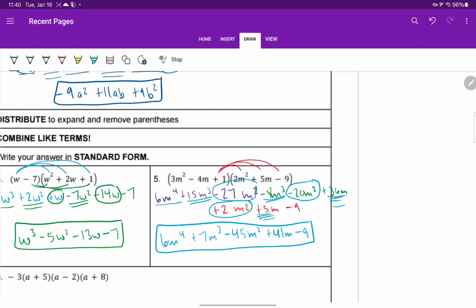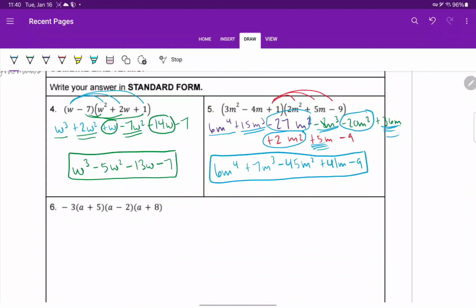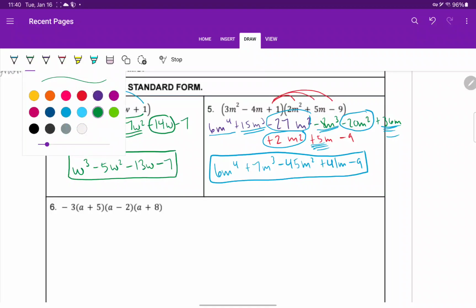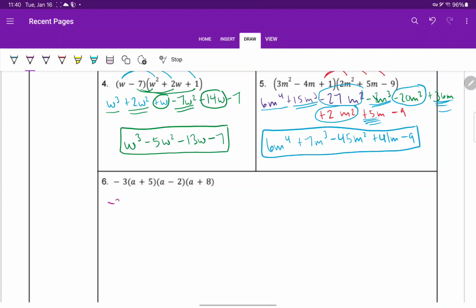All right, down to the last problem, I believe. So this one we're just going to multiply. Now, typically, you can distribute that negative 3 if you'd like. You would just distribute it once to the term right next to it. I usually wait till the very end to distribute it, but that's really going to be your choice. So I'm going to leave the negative 3 here.